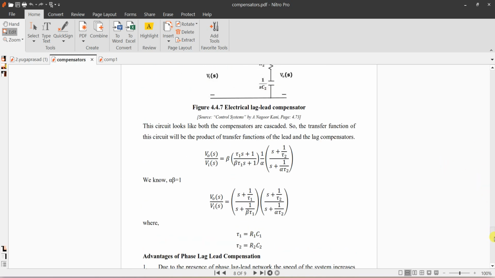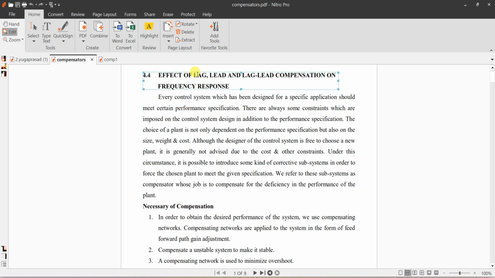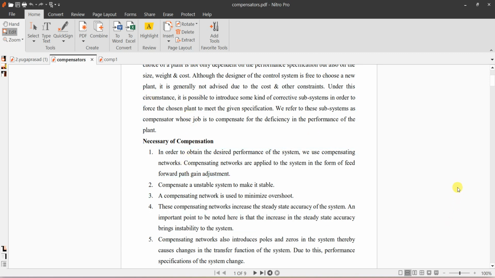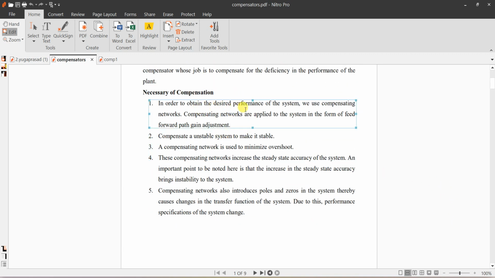So now we will see the effect of lag, lead and lag lead compensation on frequency response, because today we are going to do the frequency response of the lag lead compensator network. So the necessity of compensation, I will repeat once again, is that in order to obtain the desired performance of the system, we use a compensating network. Compensating networks are applied to the system in the form of feed forward or feedback. It can compensate an unstable system to make it stable. A compensating network is used to minimize the overshoot. A compensating network increases the steady state accuracy of the system.